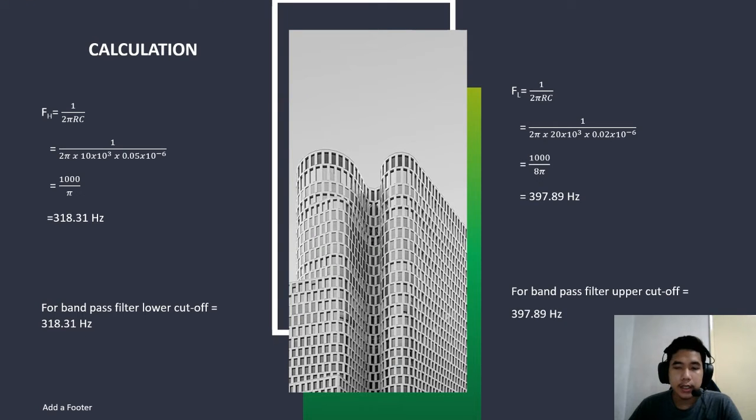For the calculation of FH, we use 1 over 2 pi RC as the formula, and we get the bandpass filter lower cutoff equal to 318.31 Hz. Same for FL, meaning F low, we also use 1 over 2 pi RC, and then we get 397.89 Hz. So the bandpass filter upper cutoff is equal to 397.89 Hz.